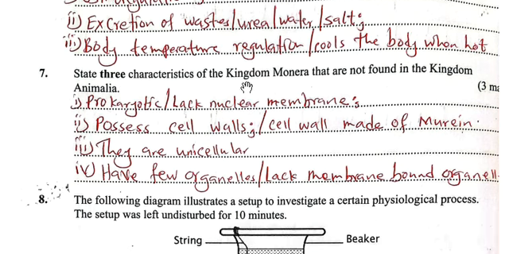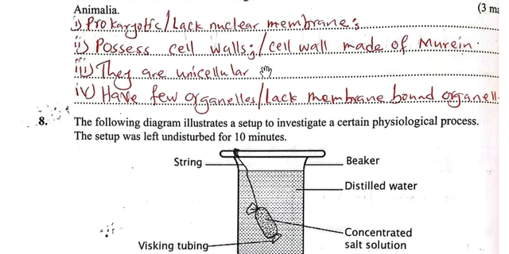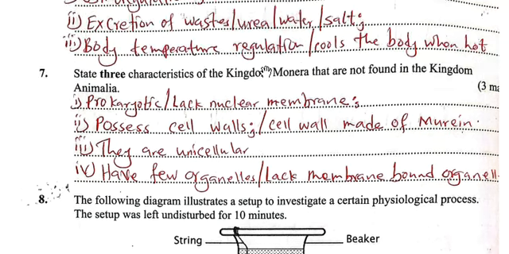Question 7. State 3 characteristics of the kingdom Monera that are not found in kingdom Animalia. The kingdom Monera has members which include bacteria, and they have unique features which are not found in kingdom Animalia. The first one, prokaryotic, and prokaryotic means the nuclear membrane is lacking from the nucleus, or the cell organelles are not enclosed or enveloped by membranes.